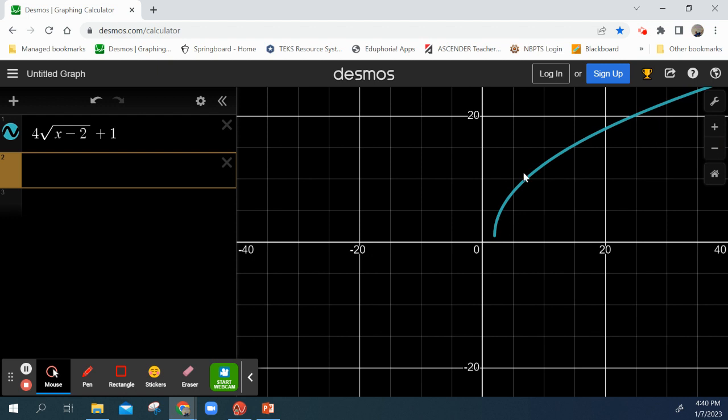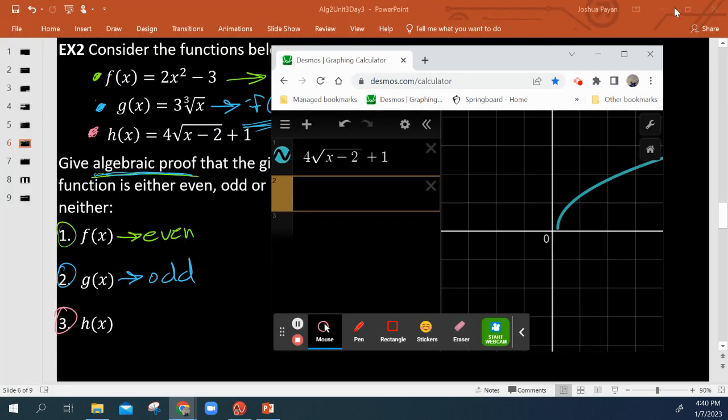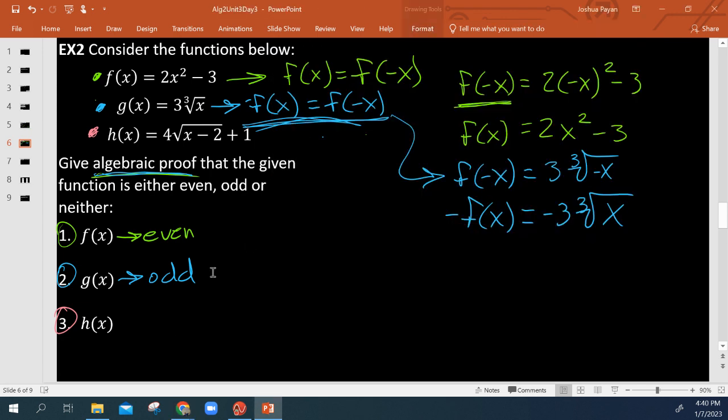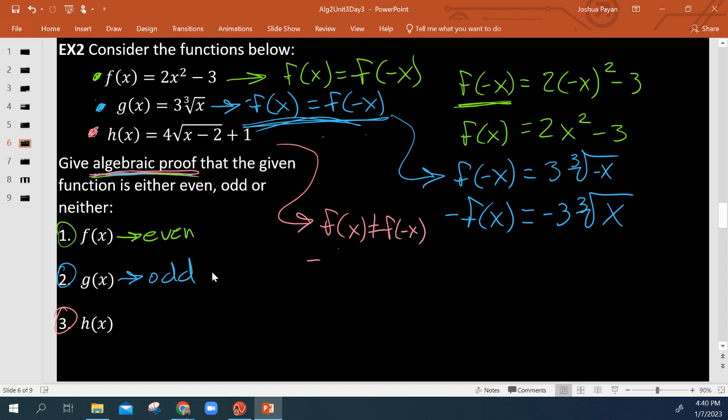Now, what do we see? Well, is there symmetry about the y-axis? Well, absolutely not. Is there rotational symmetry here about the origin? Absolutely not. Okay, so it's very clear this guy is not even, nor is it odd. Okay, now, again, let's prove so algebraically. So we're going to have to prove that f of x does not equal f of negative x, and that negative f of x does not equal f of negative x. Okay, so pretty simple to do.